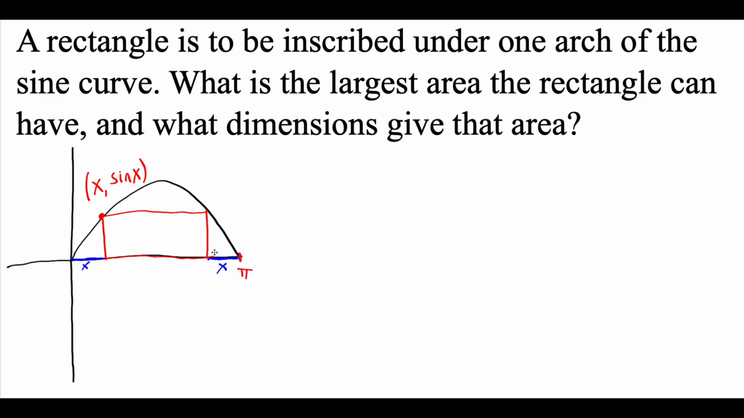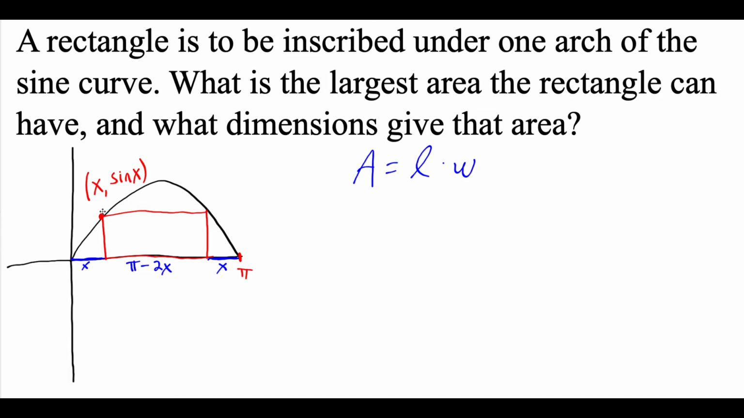That's going to help us as we're finding the width of our rectangle. Because if this total width is pi, and we've got x on either side of our rectangle, then the width of our rectangle is going to be pi minus 2x. And then the height of our rectangle is just this y value of the sine of x. Now we know that the area of a rectangle is the length times the width.